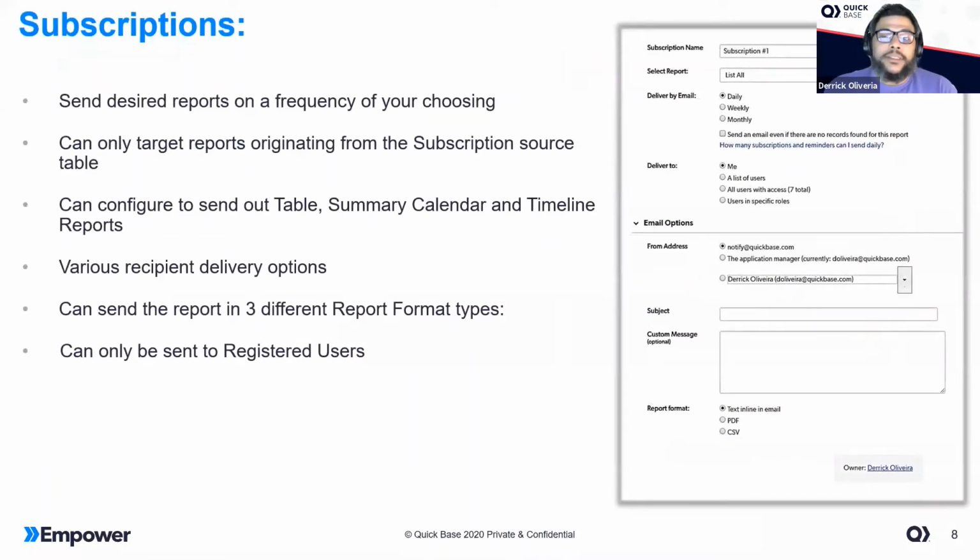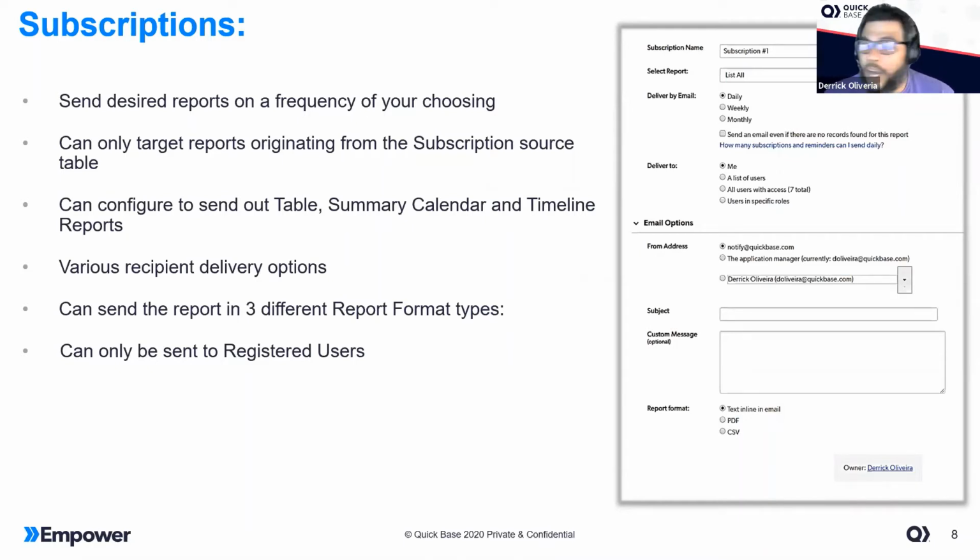Next, we have subscriptions. And as I mentioned before, subscriptions are emails that are utilized to send out updates and reports based on a specified frequency. As you can see on the screenshot, you can choose to send these emails daily, weekly, or monthly. Just like reminders, you can only target and attach reports that have been created on the subscription source table. Currently, you can configure report subscriptions to only send out table reports, summary reports, calendar reports, and timeline reports.